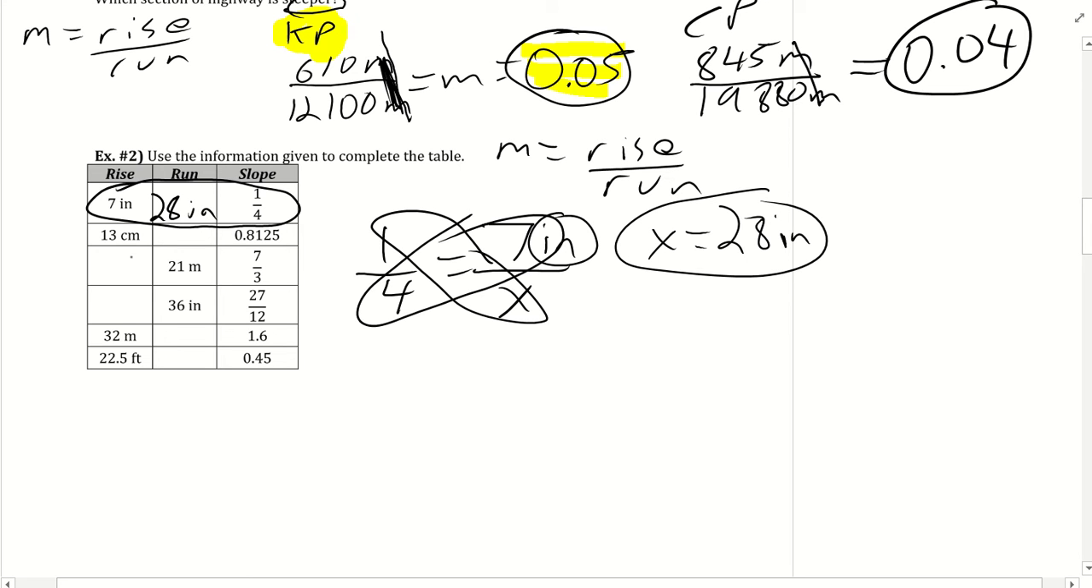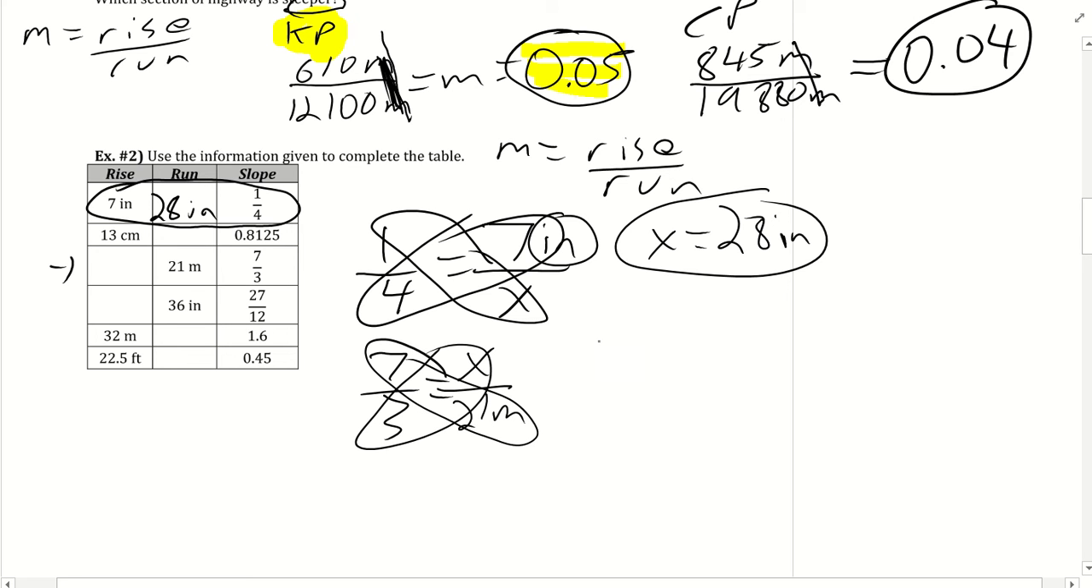Let's take a look at one with the missing rise. It's the same concept. It's giving us the slope, so we're going to put down 7/3. This time we don't know the rise, but we know that the run is 21 meters. Again, here's where you cross multiply. You're going to get 3x equaling 7 times 21, that's 147, right? And don't forget, that's meters. Now we have to isolate the x. You can see why the previous section was so important. So we're going to divide both sides by 3.